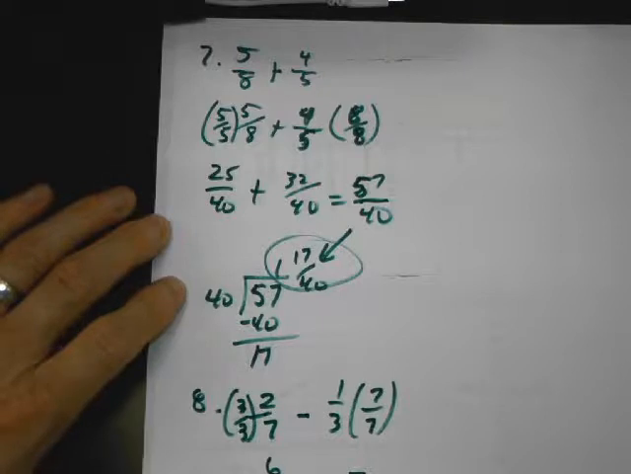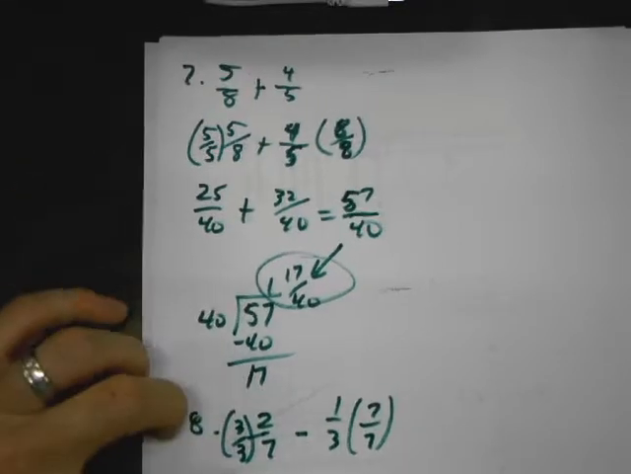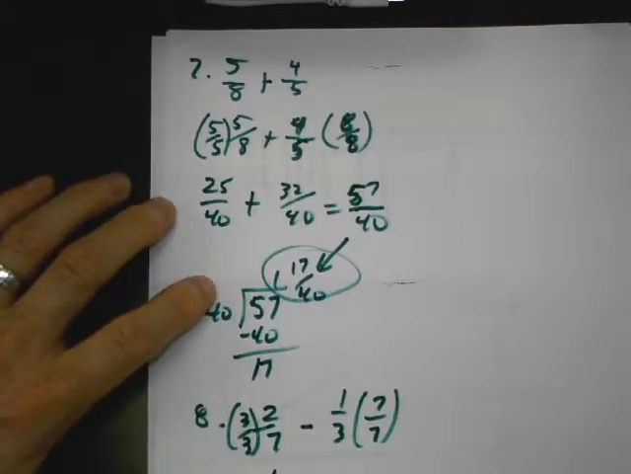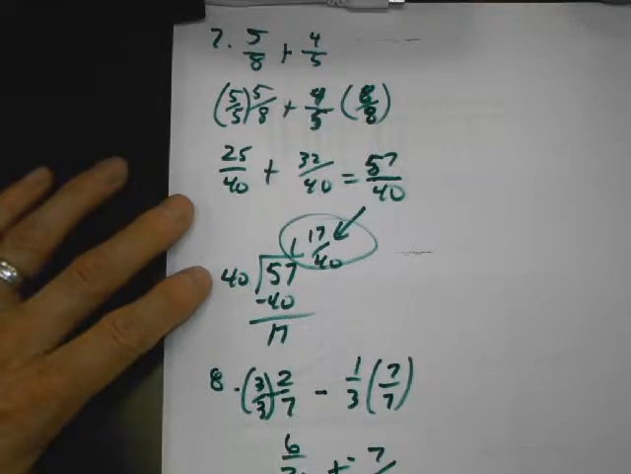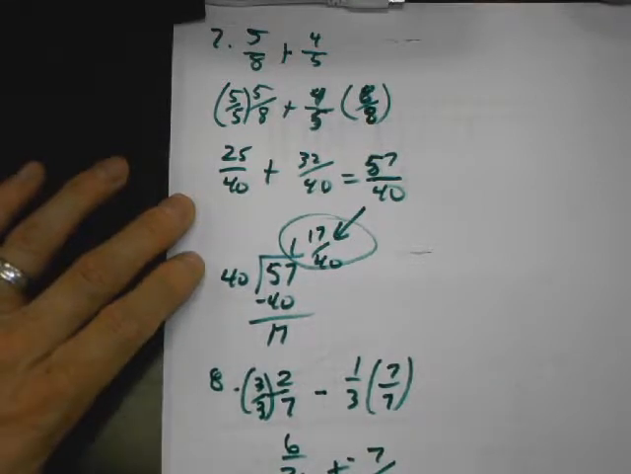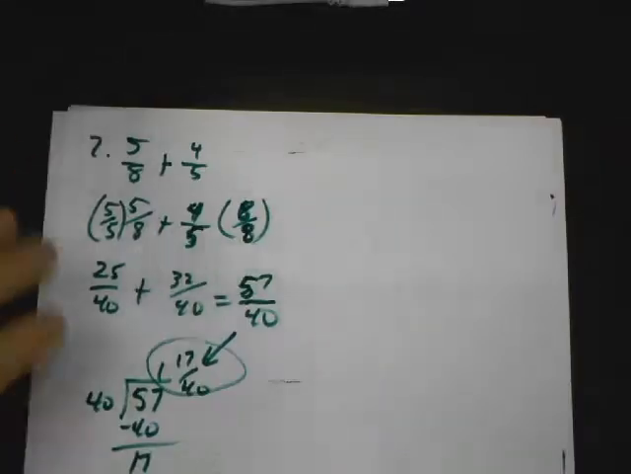So I do add the opposite. Now that I have the same bottom number, which means the same size pieces, now I can add my numerators, my top numbers. And I got 6 positives, 7 negatives. Opposite teams mean subtract. Who has more? Number 8. The answer is negative 1/21.